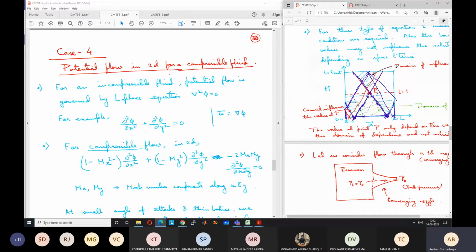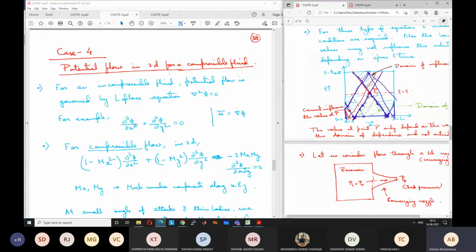Sorry, for an incompressible fluid, the potential flow is governed by the Laplace equation, del square phi equal to 0. Where the velocity can be written in terms of phi as gradient of phi. So in that form we can write del square phi del x square plus del square phi del y square equal to 0, or basically del u del x plus del v del y equal to 0.